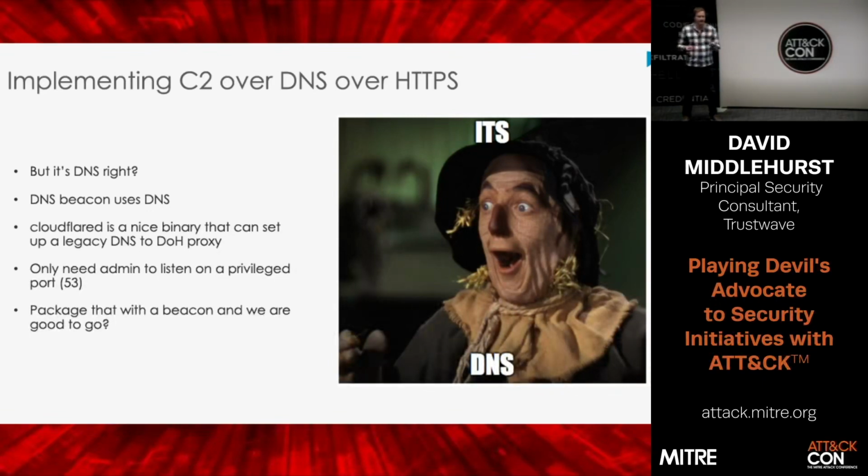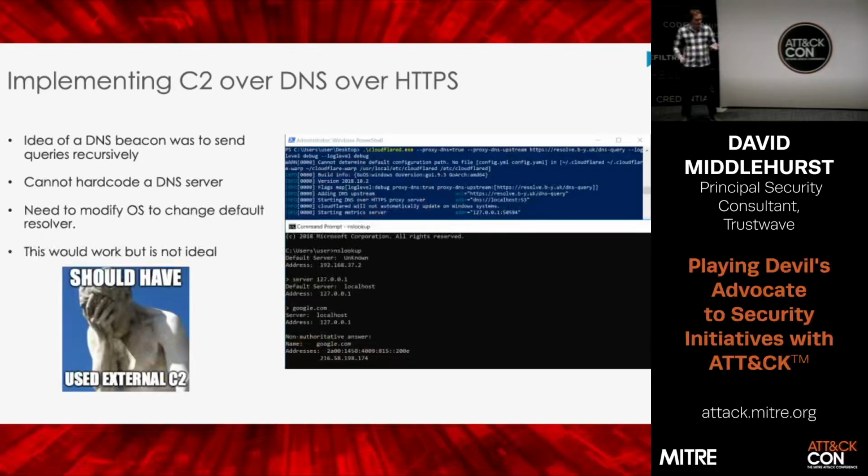I found a really interesting binary from Cloudflare actually called Cloudflare-D. They published this, it's a Go application, and I thought maybe I can package this into my payload and then set Cobalt Strike to kind of use that, which the Cloudflare-D binary proxies legacy DNS to DNS over HTTPS. So this is my try with this.